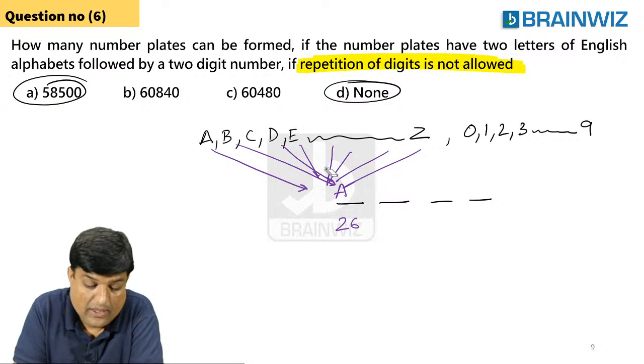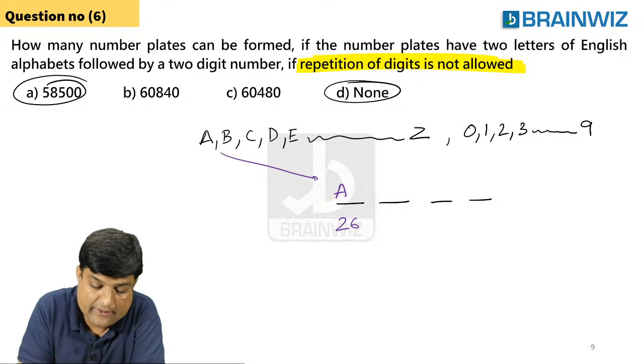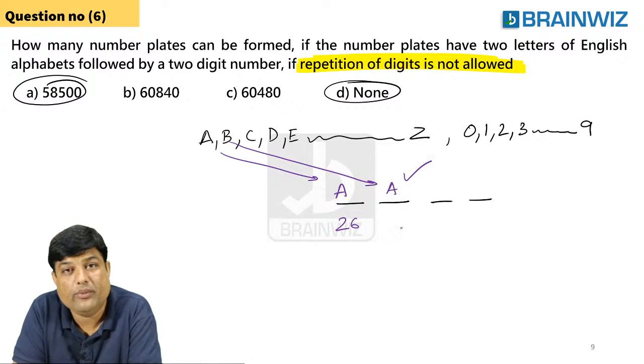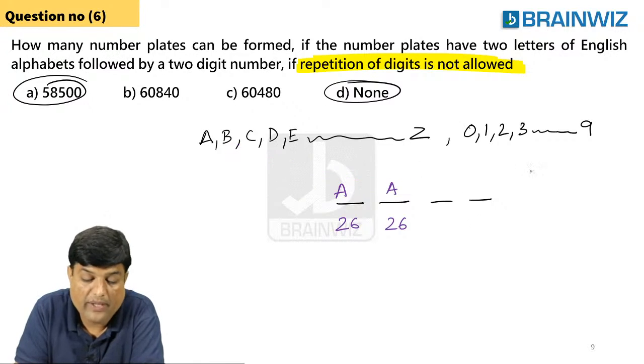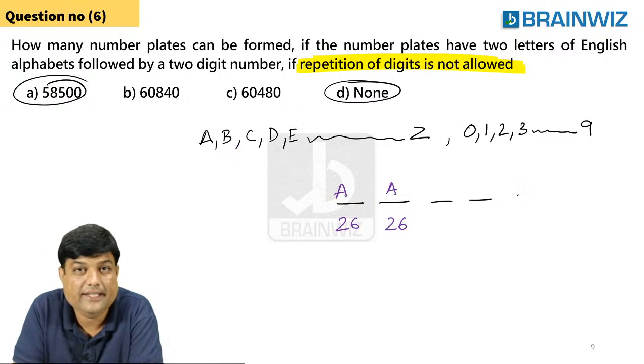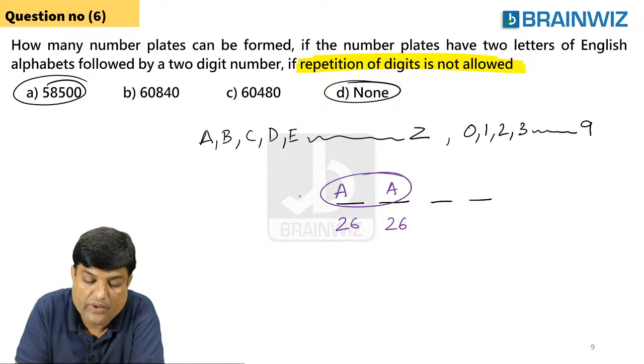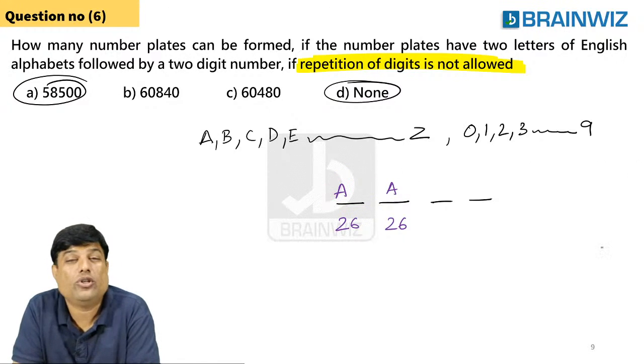Are you understanding, everybody? Suppose A is sitting here. Don't you think that A can be repeated once again here? Yes, it can be repeated. So again, 26 cases are there. So you can have a number plate with AA, AB, AC, AD, BB. So repetition is okay over here. Following, everybody? Now let's talk about digits.